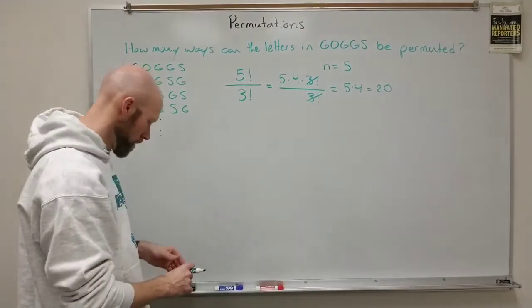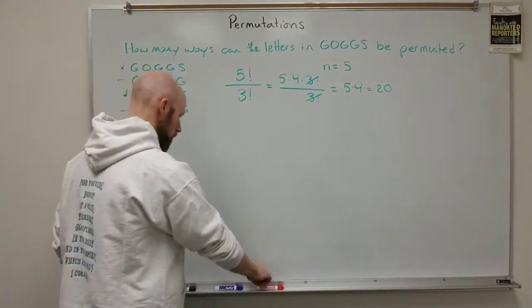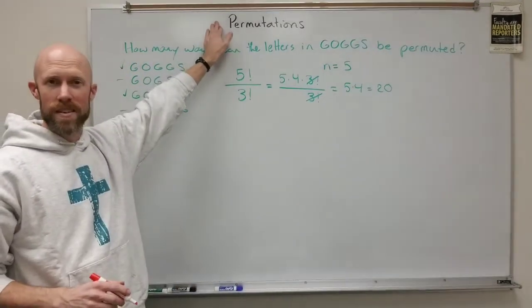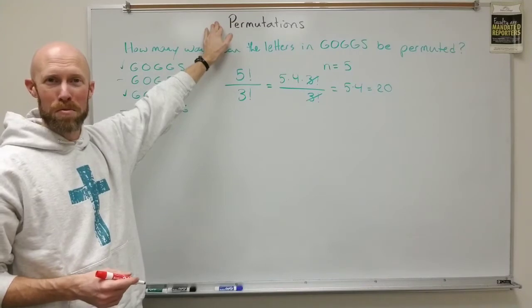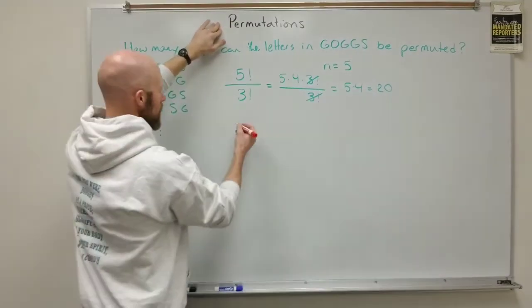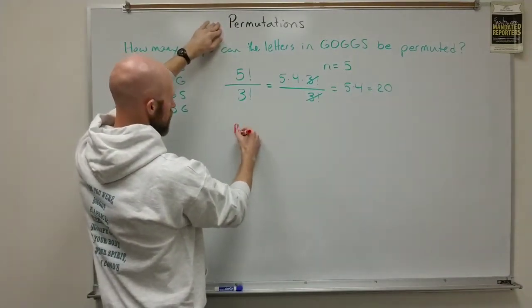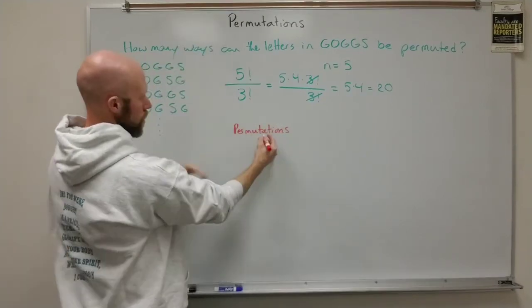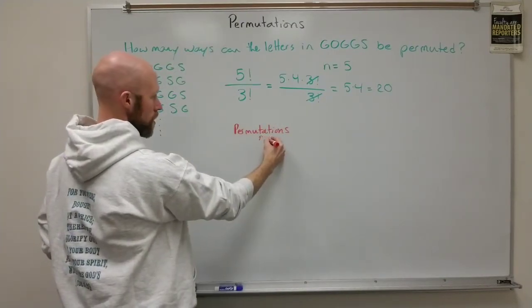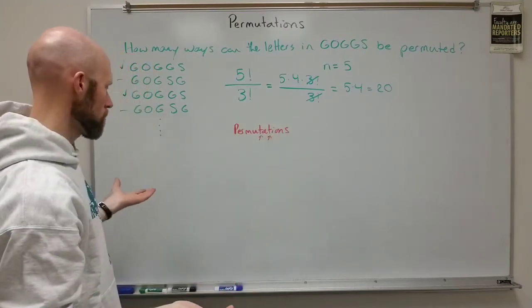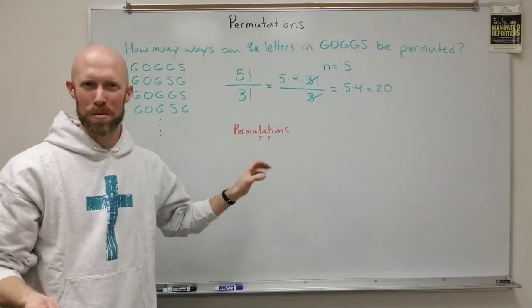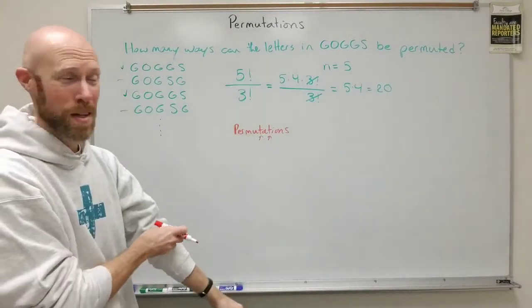Now, if I had, let's say, maybe I wanted to look at the word permutations and I wanted to permute the letters, right? So in permutations, there's a double T, but everything else is a single letter. I was thinking something else would be duplicated, but it's not. So anyway, we've got a double T.